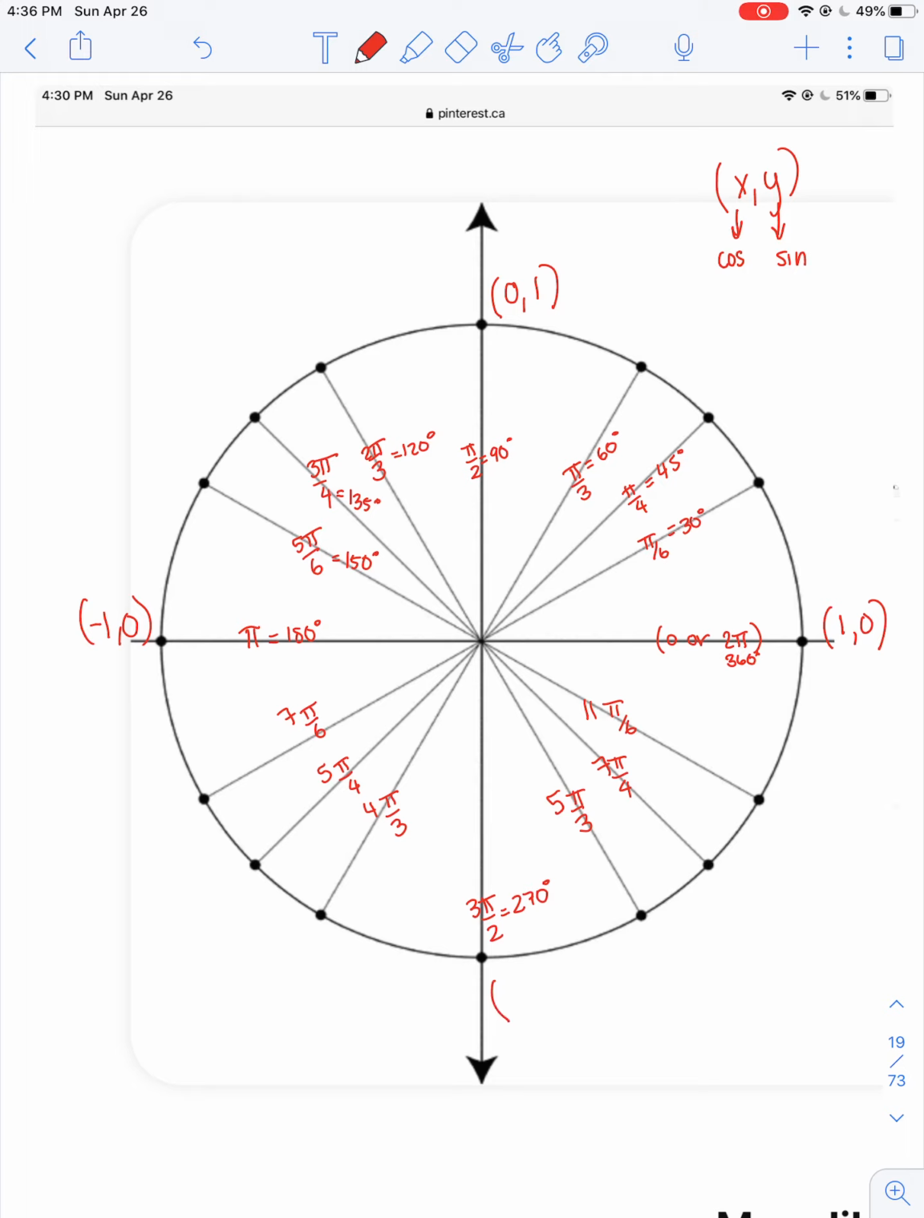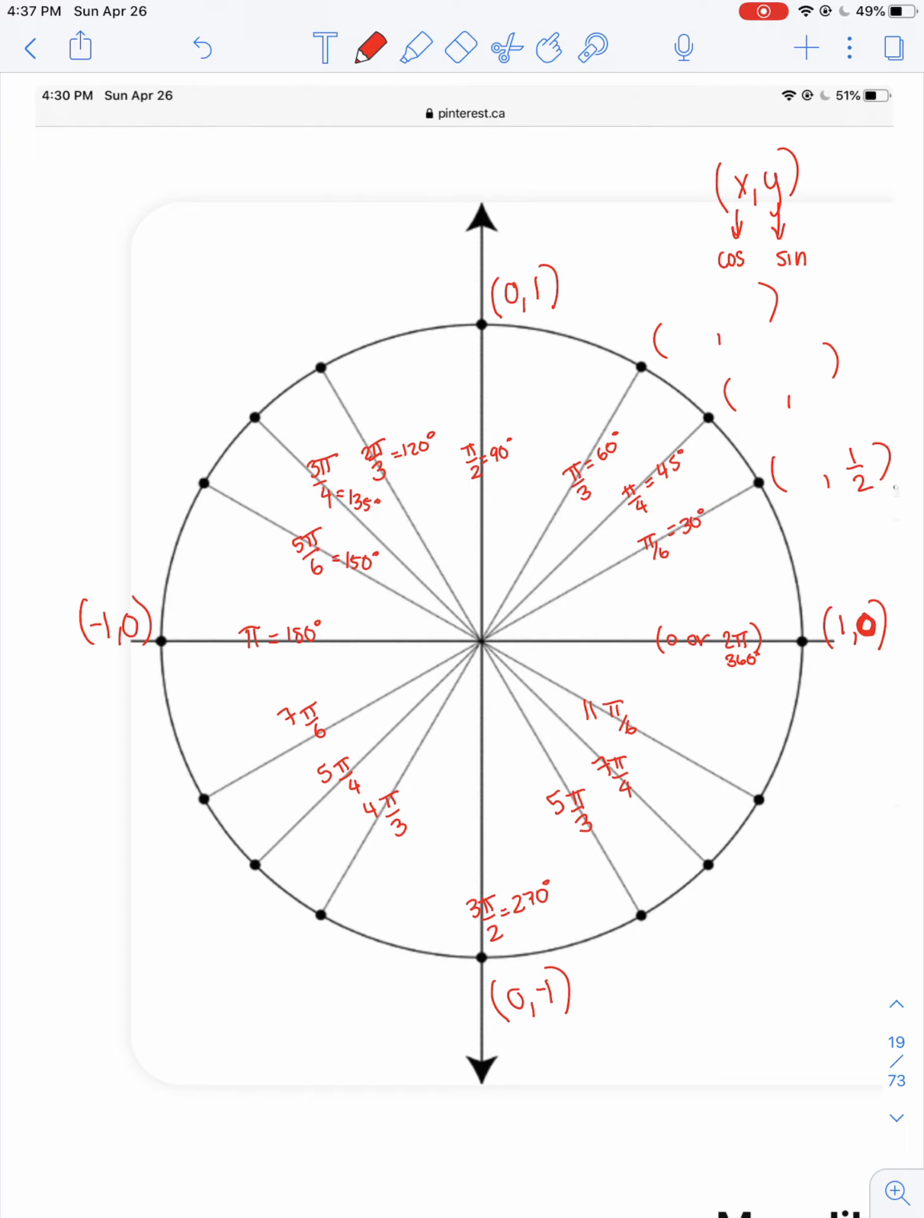And then we have -1 and 0, and we have 0 and -1. Using the CAST rule, what we'll do is we'll start filling out all these coordinates, the remaining coordinates for each of them. In the first quadrant, all the answers should be positive, so they should be positive in both sections. So a little trick is you start with 0 for the y. Do you guys see how 0 is the y coordinate right here? So I'm just going to outline that, 0.